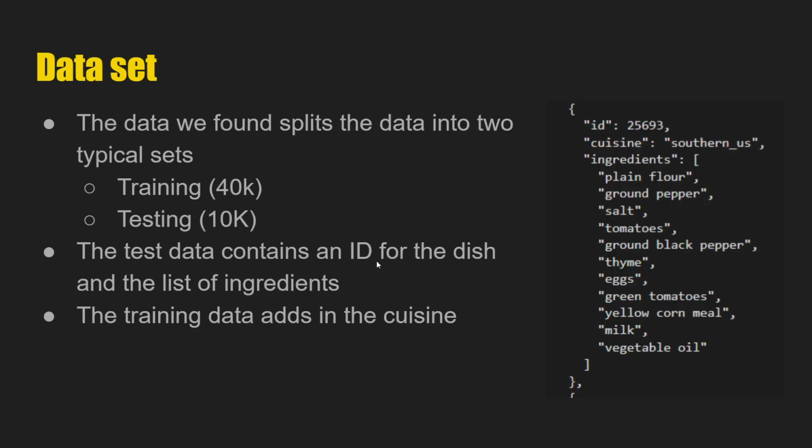So the data set we used splits the data into two typical sets, with the training data having roughly 40,000 recipes, and the testing data having 10,000. The test data contains an ID for the dish and a list of ingredients, while the training data adds in cuisine, and you can see that on the right here.